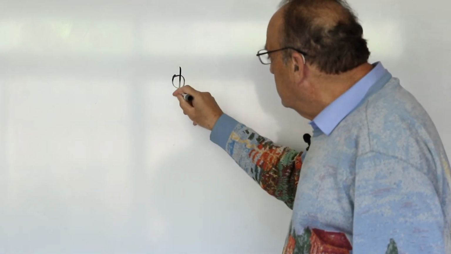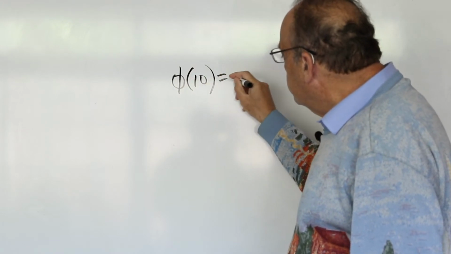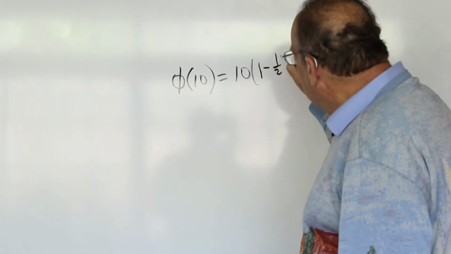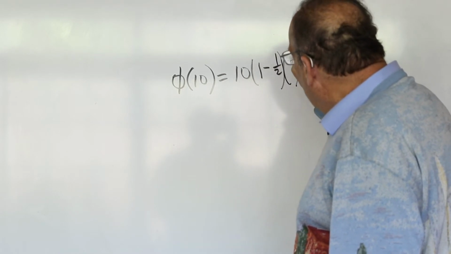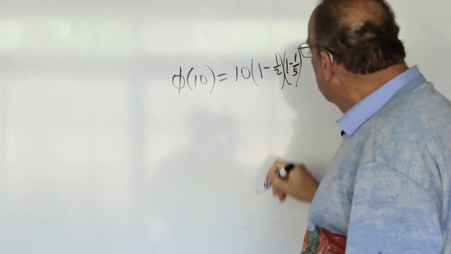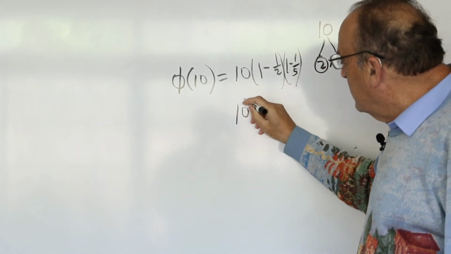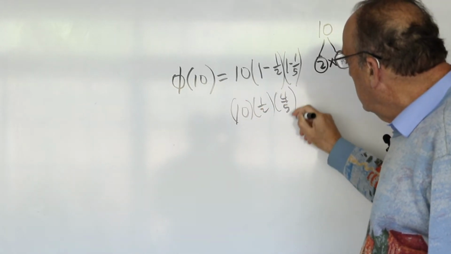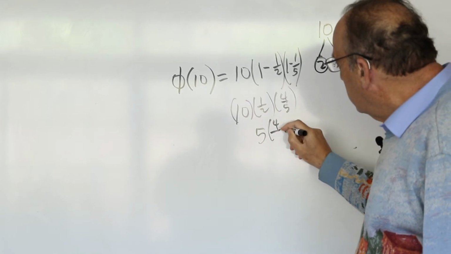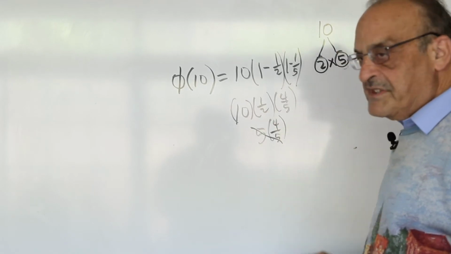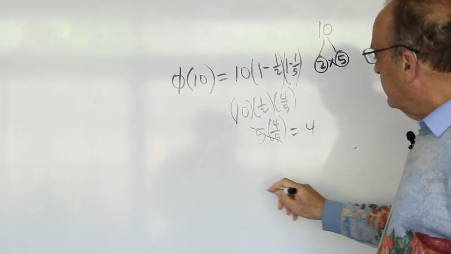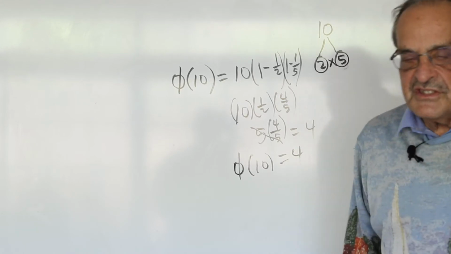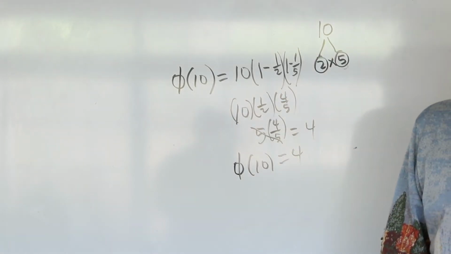So phi of 10 is equal to 10 times 1 minus 1 over one prime factor, times 1 minus 1 over the other prime factor. So that's going to be 10 times a half times 4/5, which is 5 times 4/5. And the 5's cancel and you get 4. So phi of 10 equals 4, which means there are 4 numbers less than 10 that are relatively prime to 10.